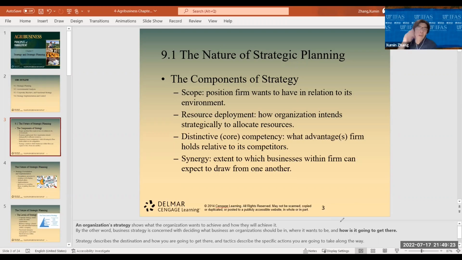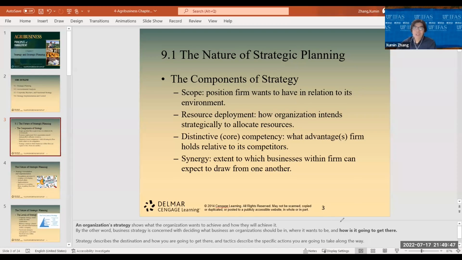The strategy is what the organization wants to achieve, and it will also show you how to achieve that, the bigger picture. The strategy will have several components, somehow, like we say, four components.